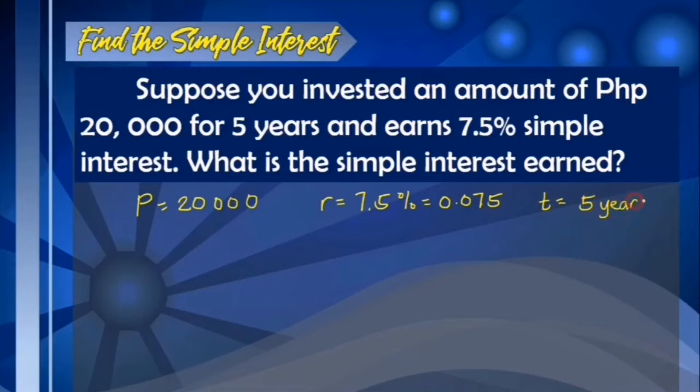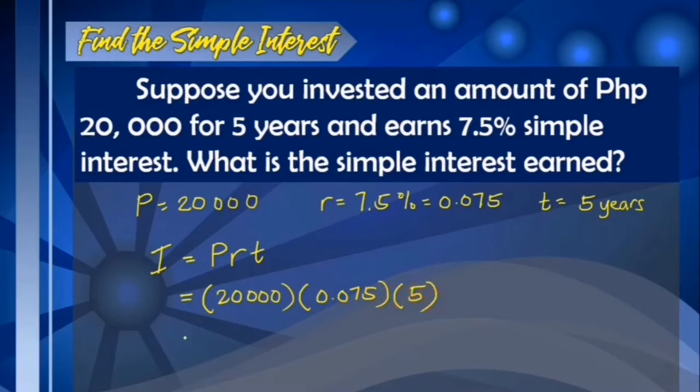To find the simple interest value, we need to follow the formula I = P times R times T. So, we multiply all of these values: 20,000 times 0.075 times 5 years, and this gives us a value of 7,500. So what is the meaning of this? The simple interest earned is 7,500 pesos.